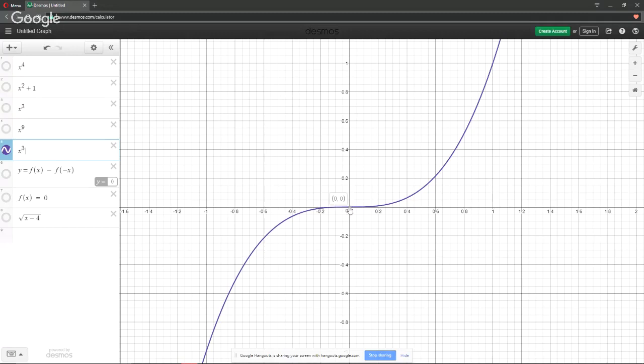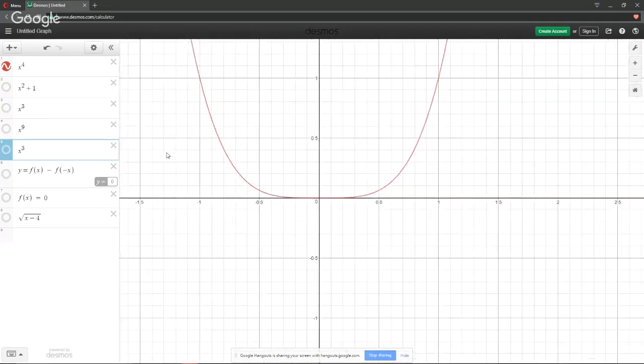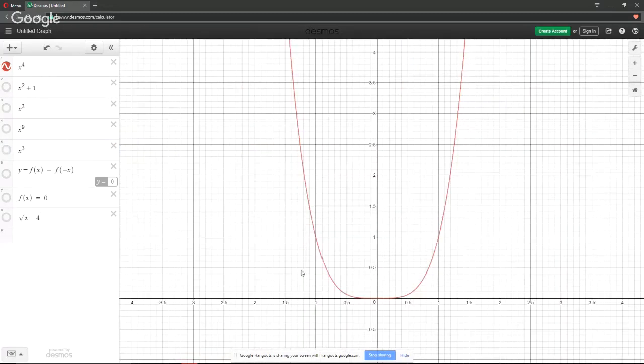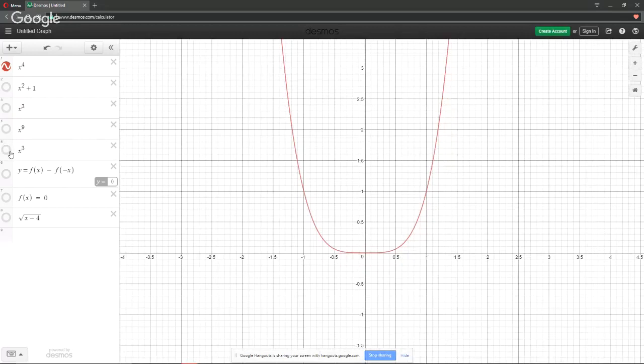Right. So let me review those two criteria. If x, y is a point on an odd function, minus x, minus y is also a point on an odd function. That's what it means to be symmetric with respect to the origin. Also, if you flip this graph over the y-axis and then flip it over the x-axis, you'll get the same graph you started with. That's how you know if it's odd.